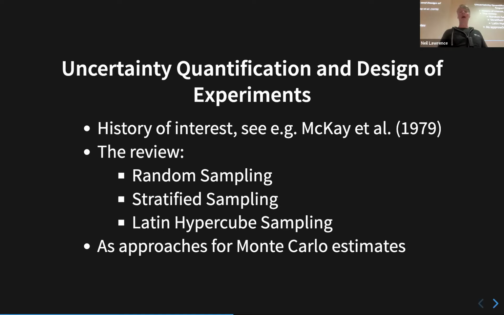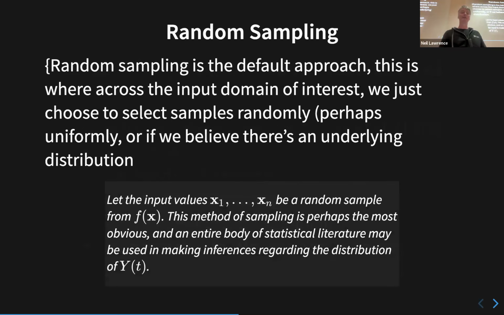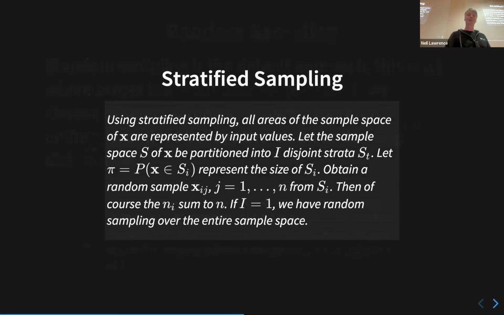But how do you get the points? And this is what this paper reviews: a set of approaches for getting the points. So random sampling, sorry, that should be in the notes, not the slides. It's popped up here. That's where across the domain of interest, you just take points randomly. But then there are other approaches which aim to do a better job at covering the space, making sure that you're getting points throughout the space.